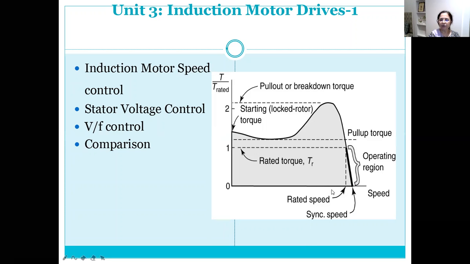Any slip value from this slip towards slip equal to 1, which is the starting point, all these slips put the induction motor into the non-linear region, which is the unstable region for the motor. So when we talk of speed control, we are actually talking of speed control of the motor in the linear region where it will be operating stably.